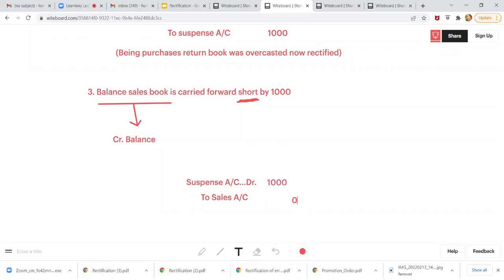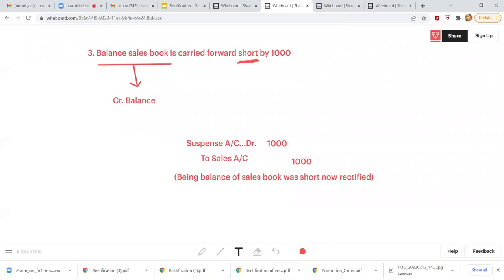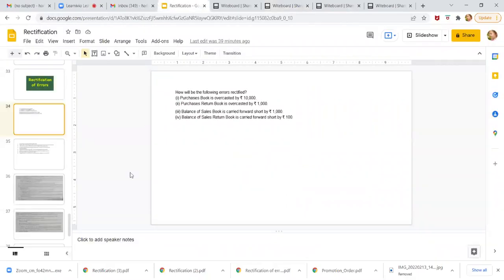Here also, we will write the narration as being balance of sales book was short, now rectified, right? Is there any doubt, Khushi? No, ma'am. All right. Now the next question is balance of sales return book is carried forward short by 100 rupees.